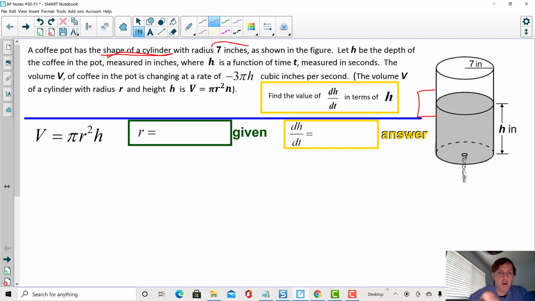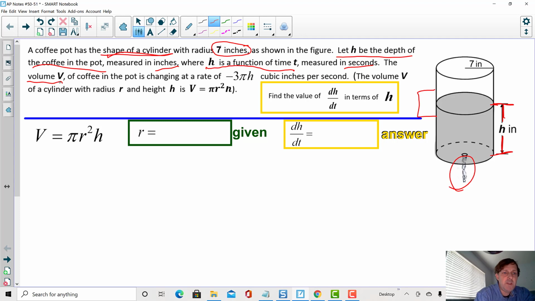The radius is a constant 7 inches. So the radius is always 7 inches. It says let H be the depth of the coffee pot. So they're showing you right here that's how much coffee's in there. It says it's measured in inches. And it does say that H is a function of time. So the more time that passes, the more coffee is coming out of it. Time is measured in seconds.